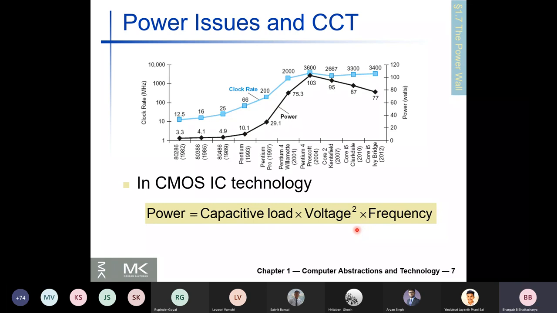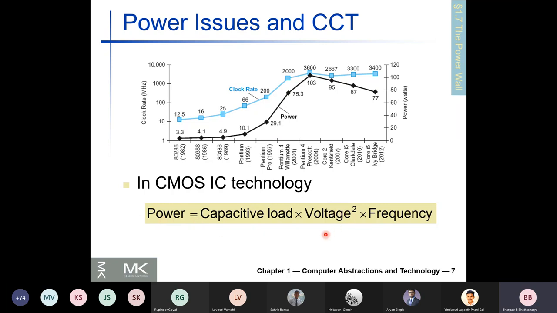And this is the trend, as you can see. These are the different generations of processors, and this is the clock rate. The clock rate increases, but then it reaches some sort of saturation and falls. That's because if the frequency rises, then the power consumption also rises very fast.